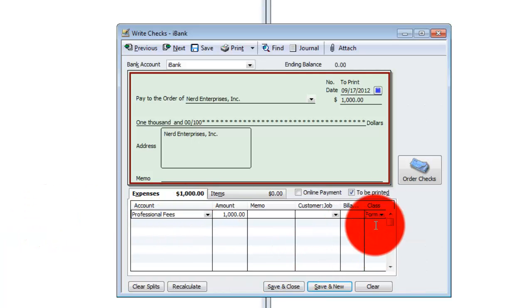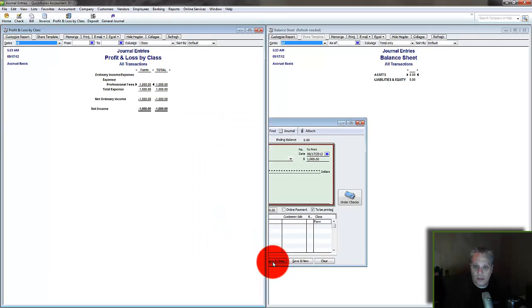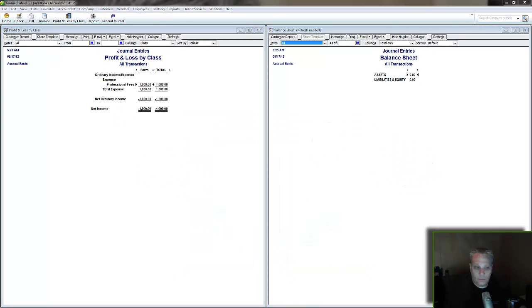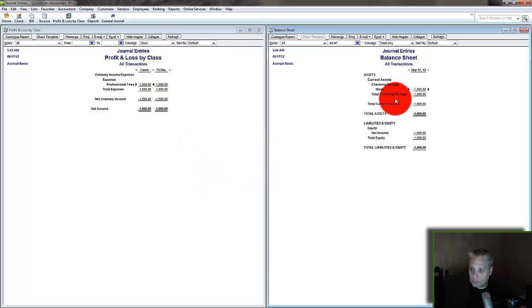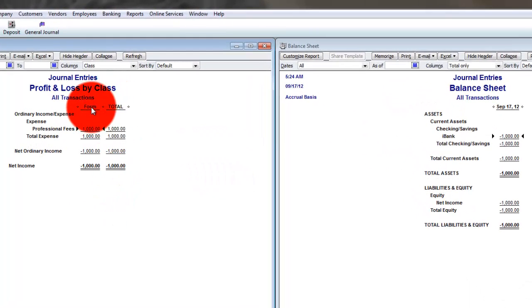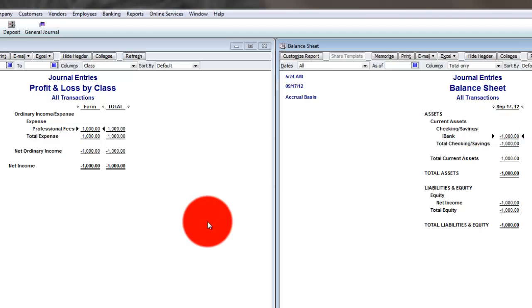We're going to assign the class form. That way it shows up in the form column under the profit and loss by class. When I hit save and close, sure enough, after I agree to always refresh reports, it's exactly as I predicted. Notice I've now got a column for the form on the profit and loss by class, $1,000. Balance sheet shows my negative $1,000 balance.